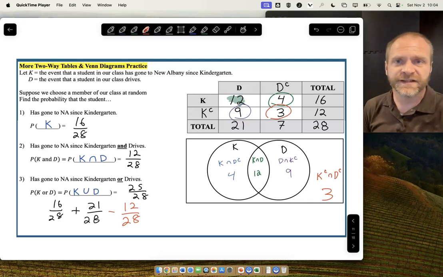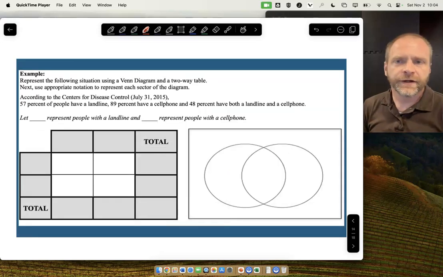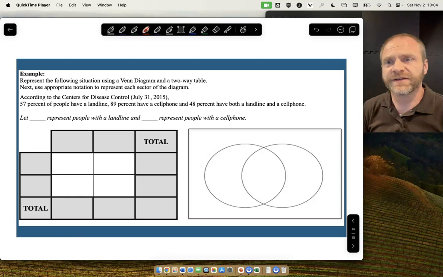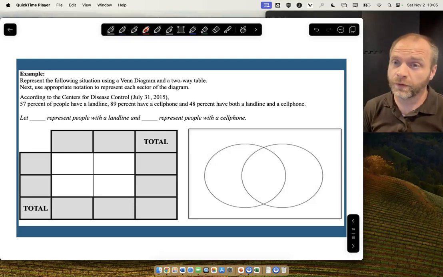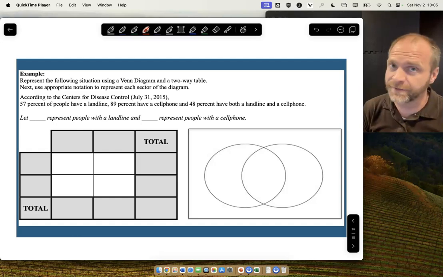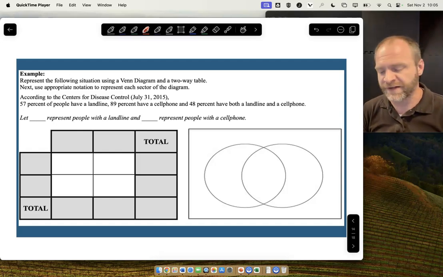All right, so one last example for this video. So right here, we are going to look at the different notations one last time. According to the CDC, Center for Disease Control, back in 2015, 57% of people had landline phones. 89% have a cell phone, 48% had both. Interesting. So I'm just going to fill this in to save some time and just discuss what's really going on. Since we've done examples like this many times, we're going to look at this a little bit faster.